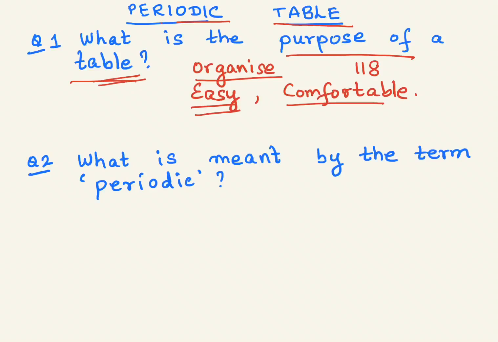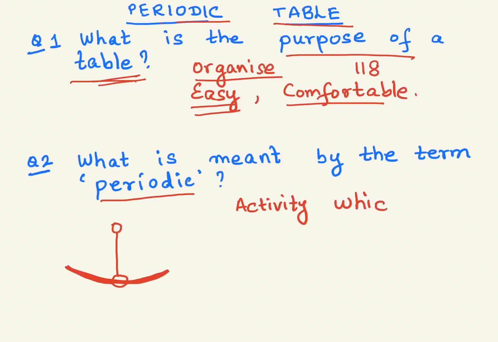Now, again and again, we are using the word periodic. Periodic means related to time, something which repeats itself at regular intervals. So if we talk about the pendulum of a clock, it repeats this back and forth motion every 1 second. So periodic means a movement or an activity which repeats itself at regular intervals.